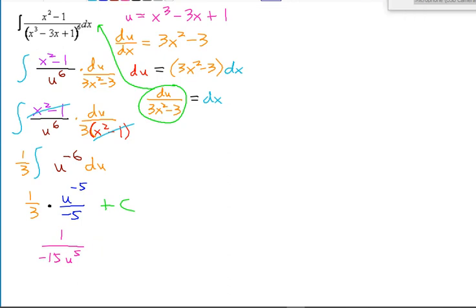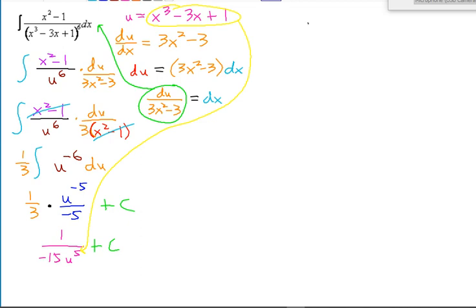Our unknown constant here for indefinite intervals. And then again, the last step here, we want to get back in terms of the original variable x. So we take our expression that we said equal to u at the very beginning, the x squared minus 3x plus 1, and substitute that right back in for u there to get our final answer.